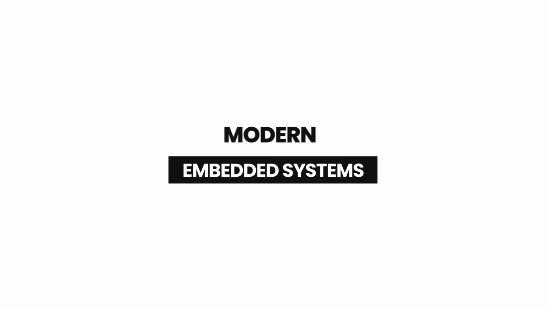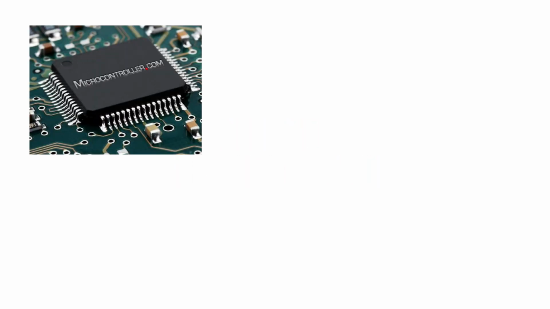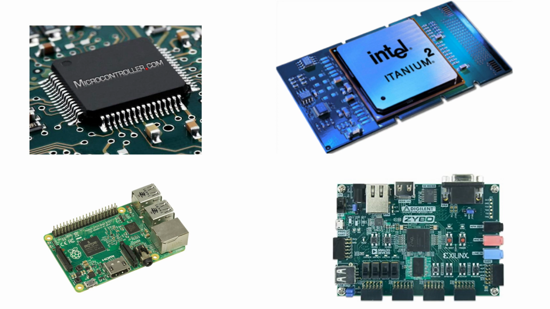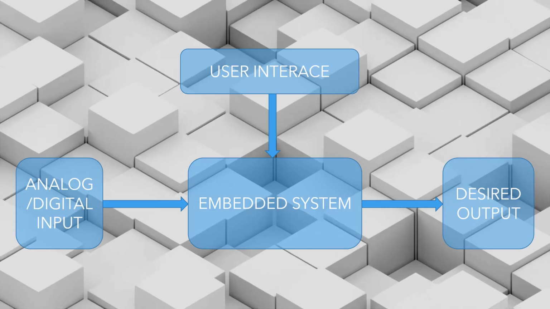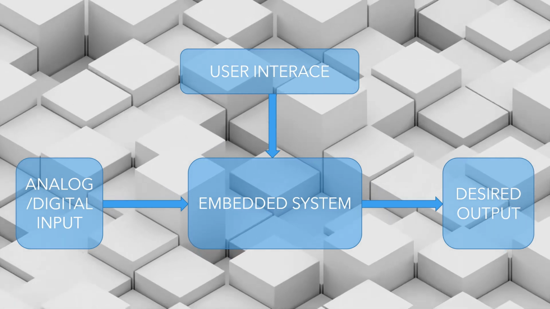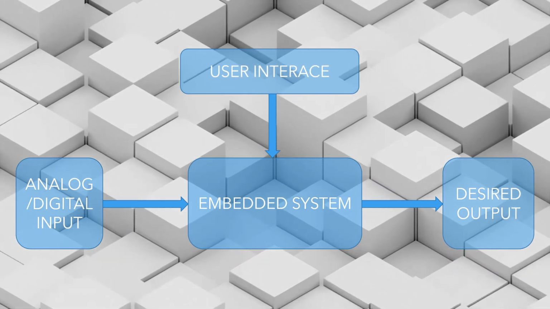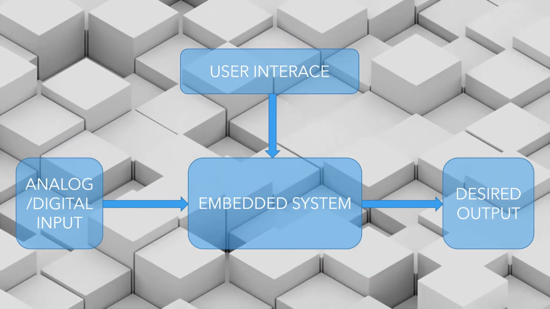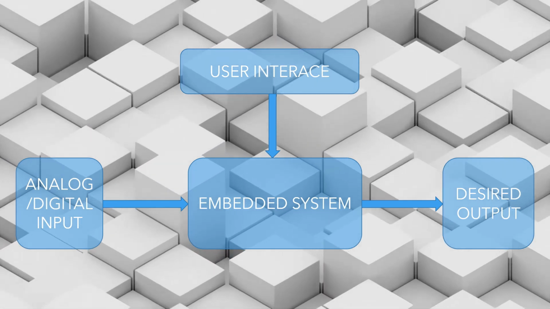Modern embedded systems are based on microcontrollers, microprocessors, SoCs, and FPGAs. These are designed to carry out the specific tasks which I already mentioned earlier. An embedded system works by taking analog or digital inputs. These inputs are further processed based on how the software is configured, and a desired output is obtained.